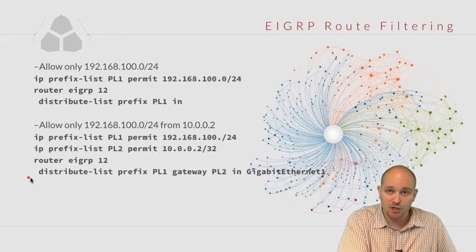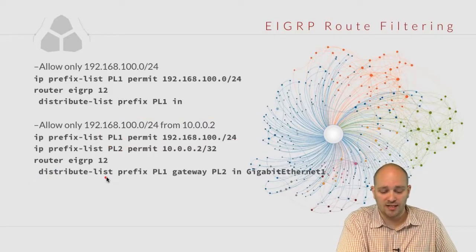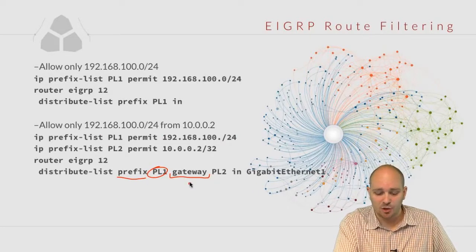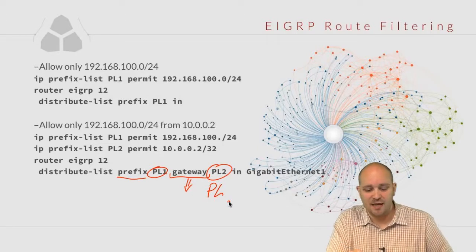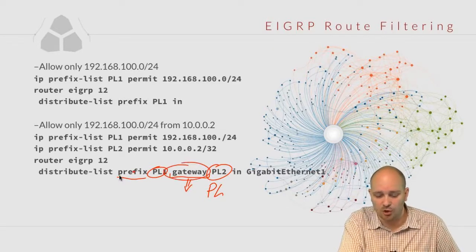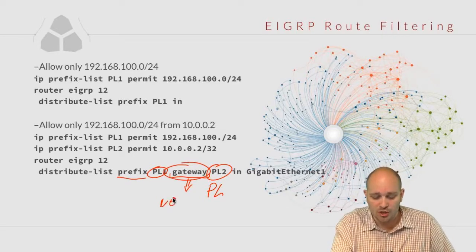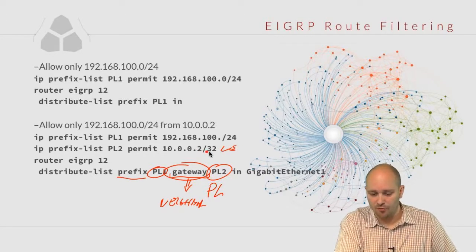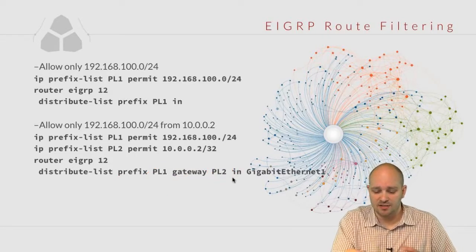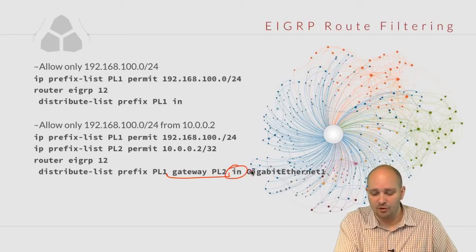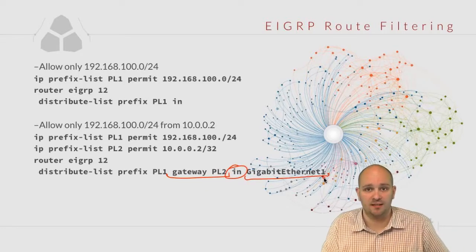And then in the EIGRP configuration here, we're going to say distribute-list prefix PL1 gateway. So this gateway keyword tells us that what follows here is a prefix list that is going to define from which neighbor. So this is the keyword that tells us basically which neighbor or neighbors we could have, for example, a range of addresses specified in our prefix list. So gateway PL2 in the inbound direction on, for example, gigabit interface 1.